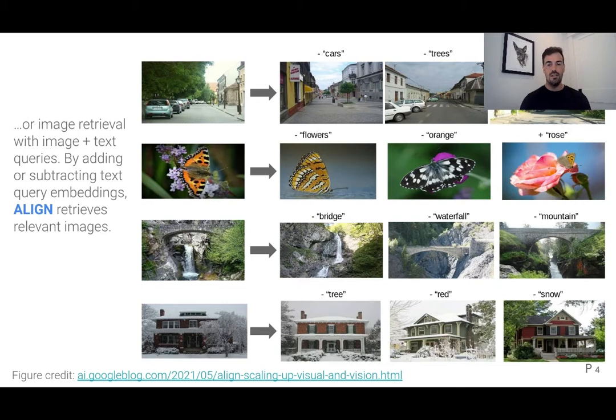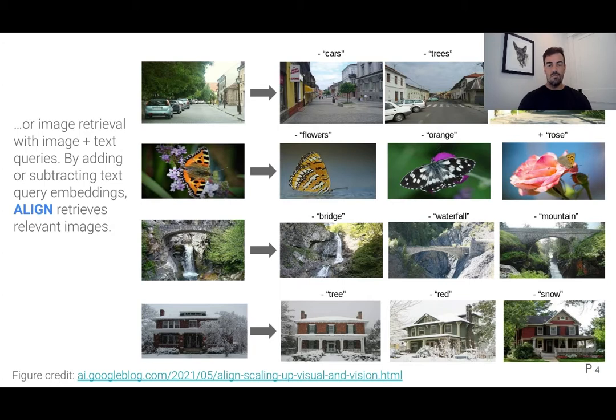If we look further at compositionality, here we're doing an image retrieval task using a combination of an image embedding with a text embedding added or subtracted. If we look at the example in the second row, the image embedding of a butterfly on a purple flower, if we subtract the text embedding for flower, we can retrieve an image of just a butterfly, or we can change the color of the retrieved image by subtracting the text embedding for orange. And we can even add the text embedding for rose and retrieve an image of a butterfly sitting on a rose. So this is really quite remarkable.